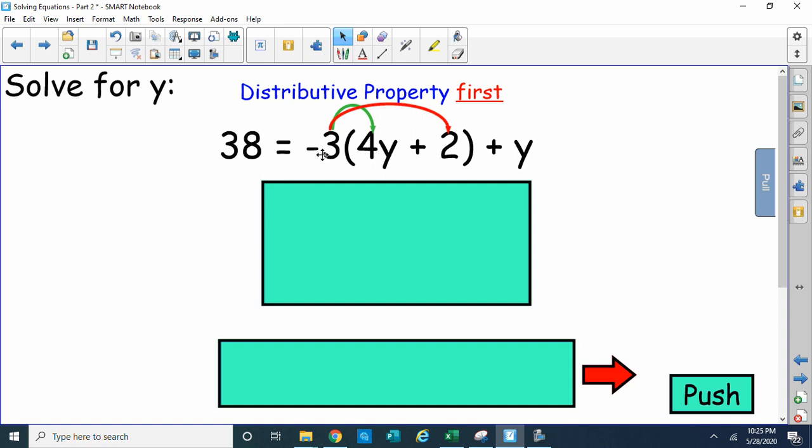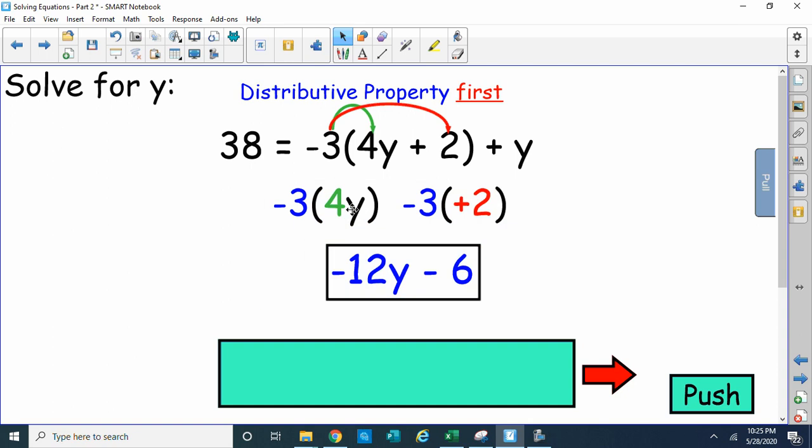So the distributive property is what we're going to do first. So we're going to take care of minus 3, multiply that by, notice the green arrow, the 4y. That's going to be done first. Then we're going to take minus 3 and multiply that by the plus 2. And if you forgot, check out the last video conference we did on the distributive property so you can see how it goes. So we're just dealing with this. So let's take a look at what that looks like.